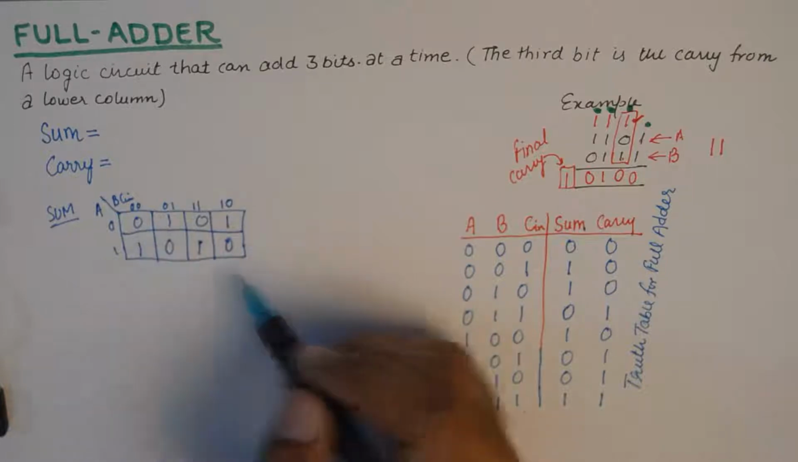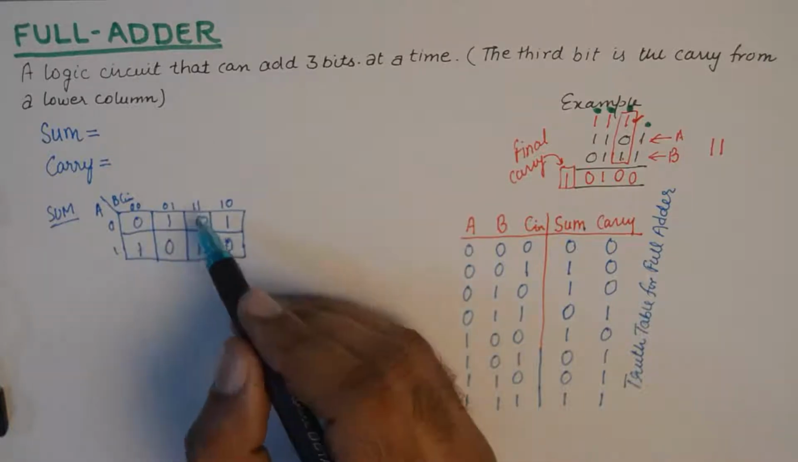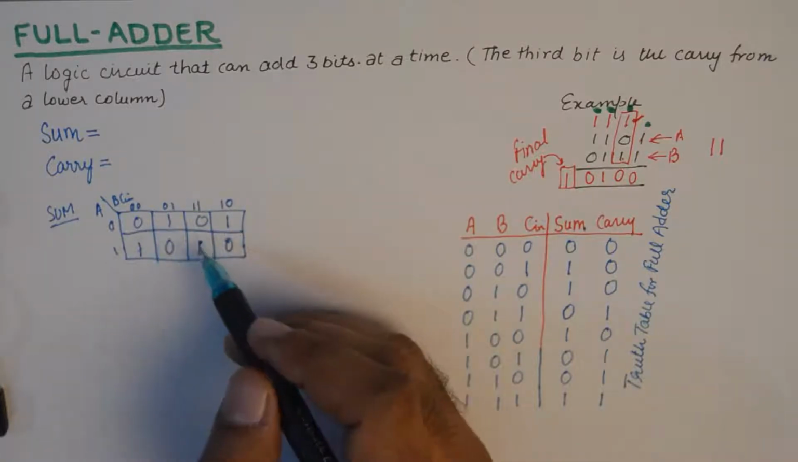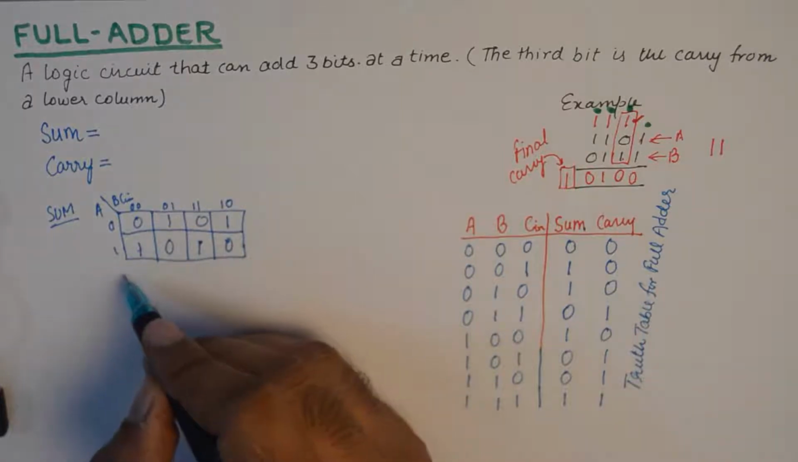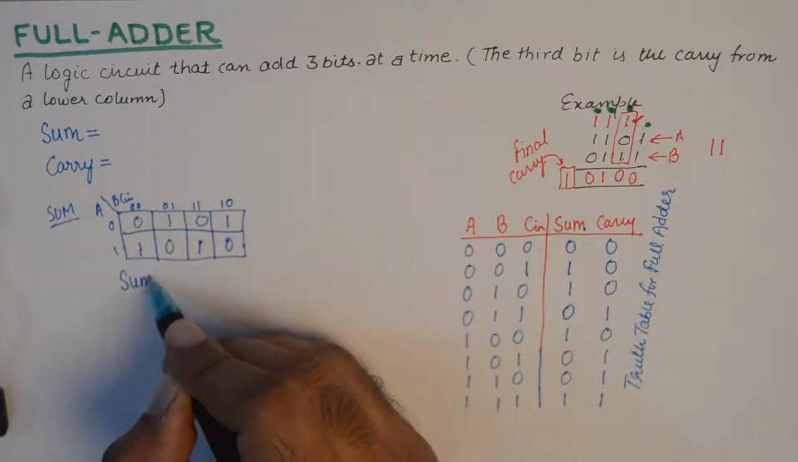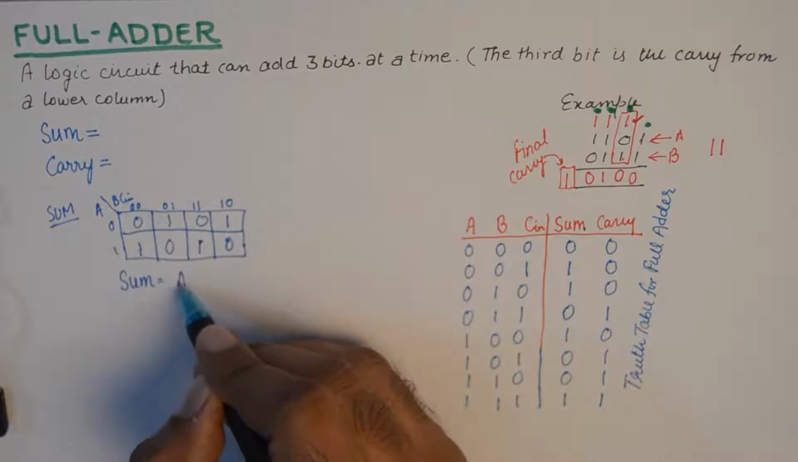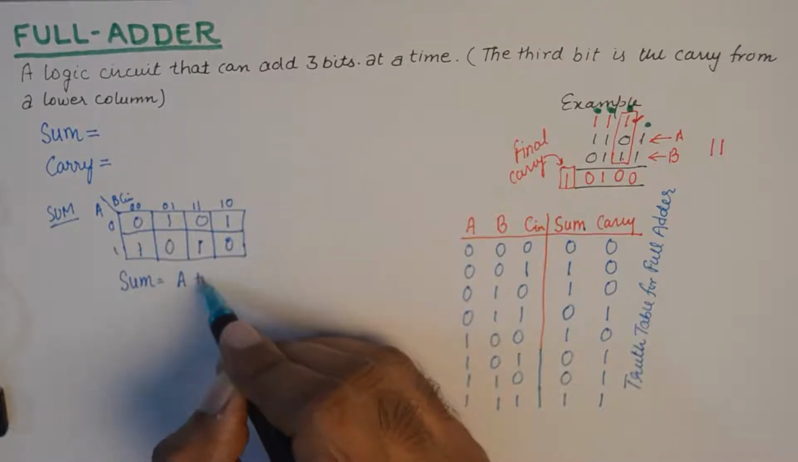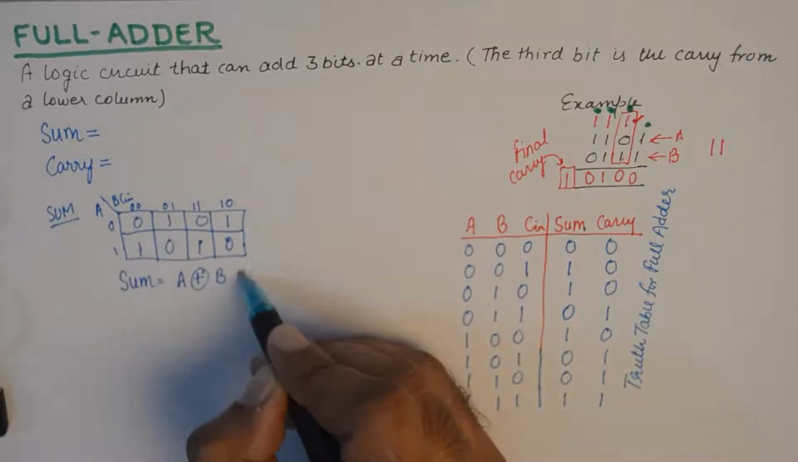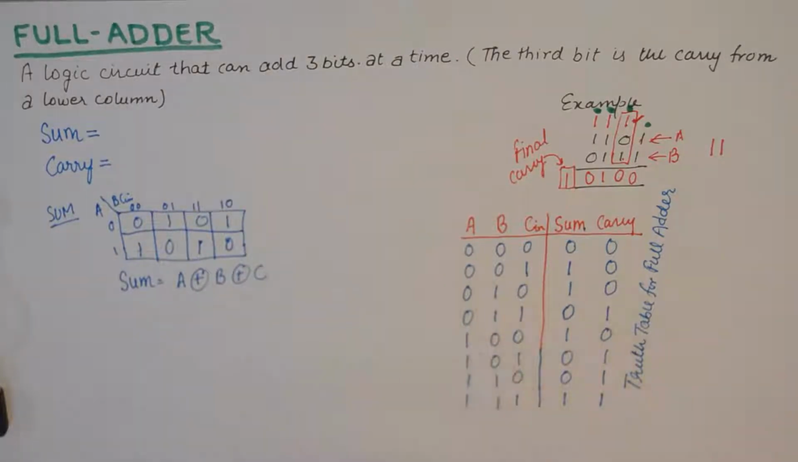Well, this kind of a situation when all the diagonal entries are 1 like this, the simplification of the expression is done by the XORing. So this is A XOR B XOR C. I highly recommend that you watch my videos on K maps to be proficient in solving all this.